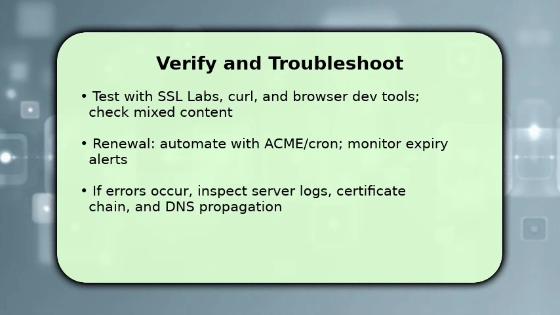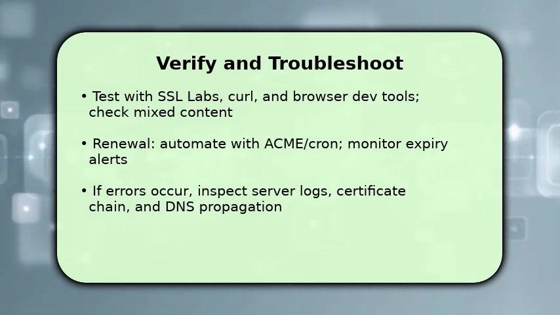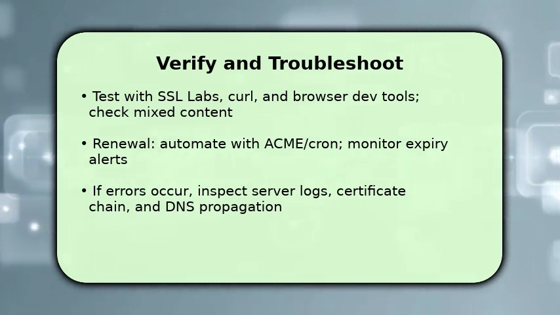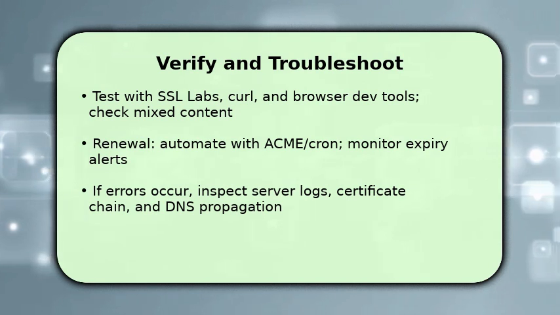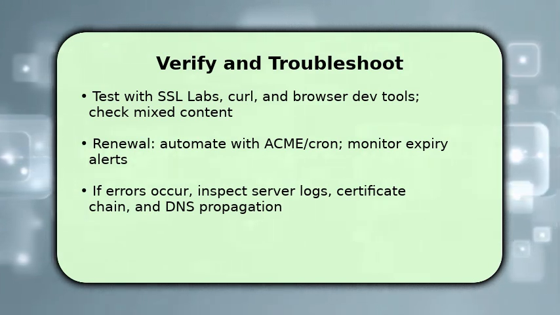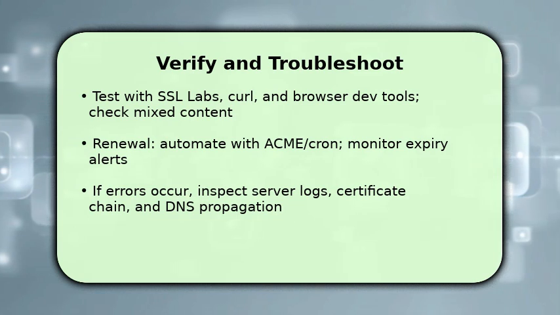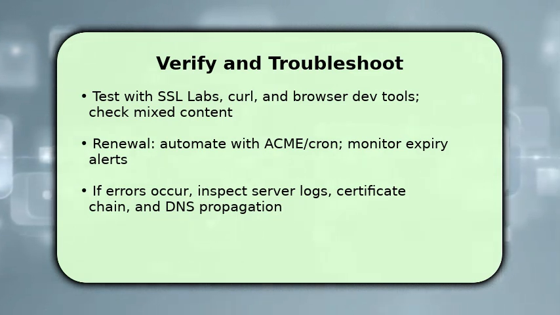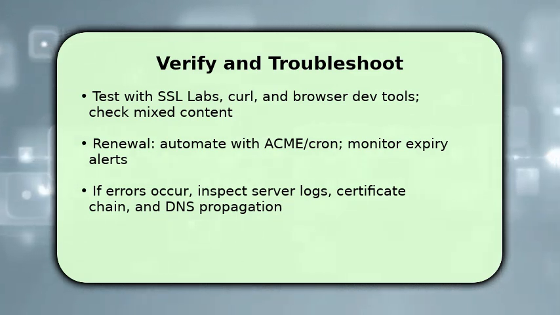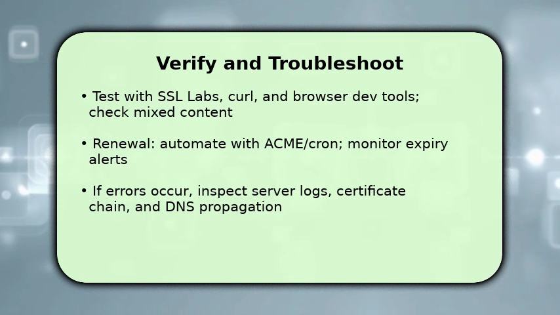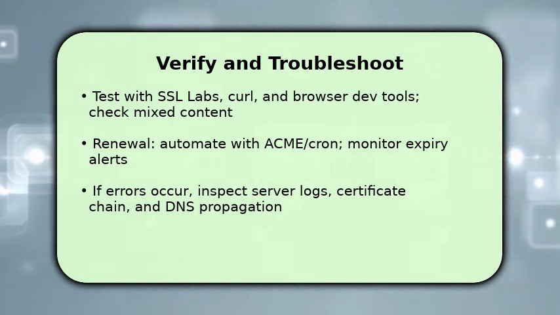Set up automated renewal, ACME clients or scheduled tasks, and alerts to avoid expiry. If something breaks, check server error logs, confirm the full certificate chain is served, and verify DNS propagation. Often a missing intermediate or stale cache causes failures. Repeat tests after fixes to confirm the site is secure.